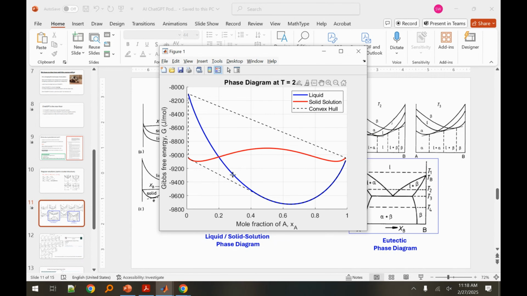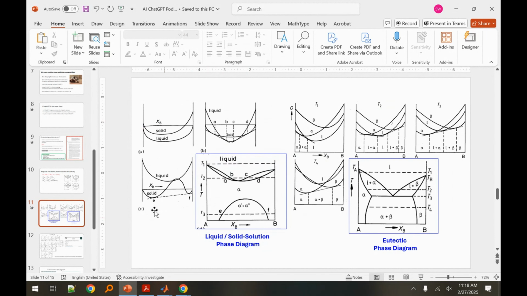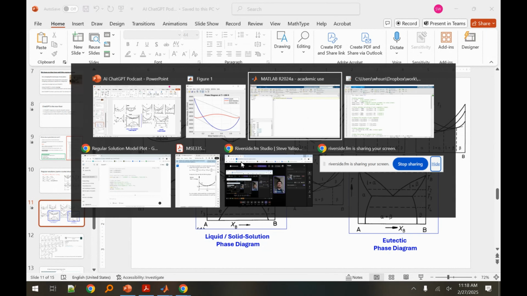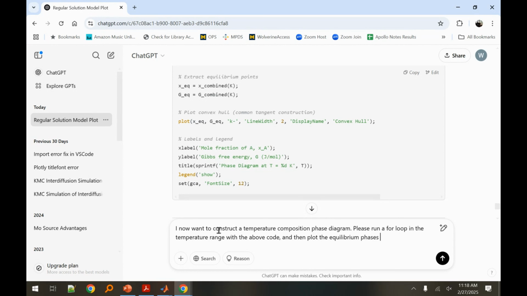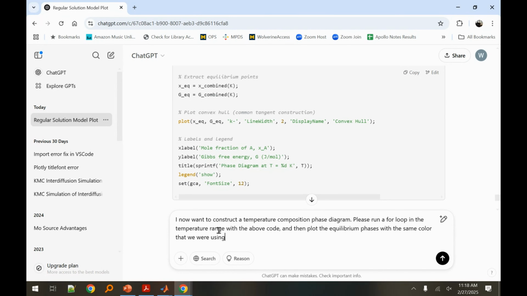Right. So now let's do a for loop in temperature, right? Because that's what a phase diagram is. I now want to construct a temperature composition phase diagram. Please run a for loop in the temperature range with the above code, and then plot the equilibrium phases with the same color that we were using for the tx coordinates where that phase was stable. Okay, and I don't know if this is gonna work on the first try, but let's give it a shot.